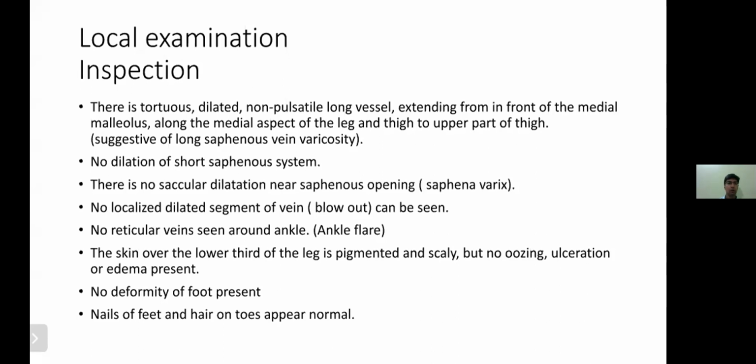Also, no deformity of foot is present. I always want you guys to specify that. Why is that important? Why does deformity of foot happen, or what is the deformity seen? Hello, Bhakti, why have you mentioned deformity of foot?